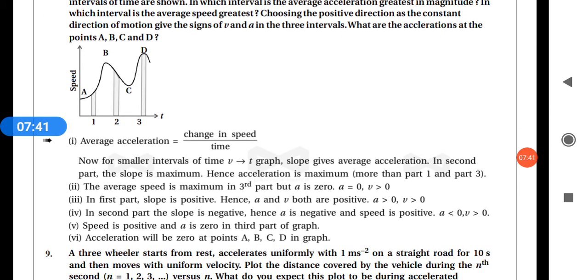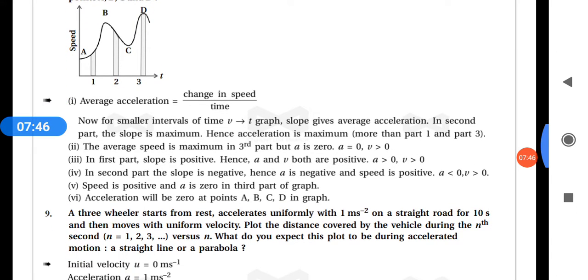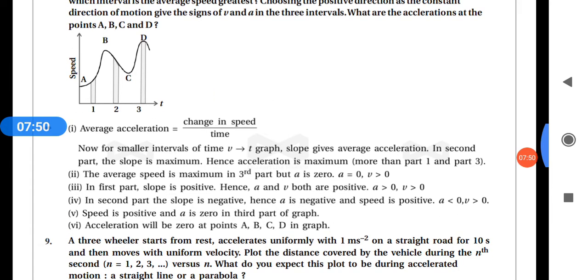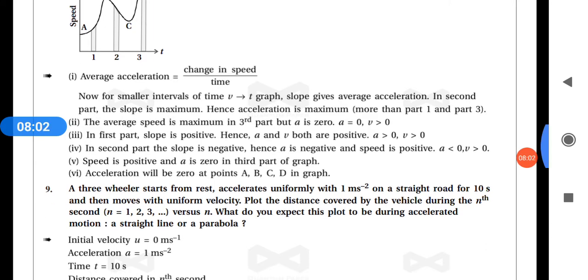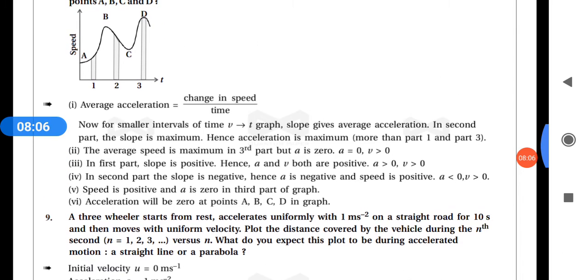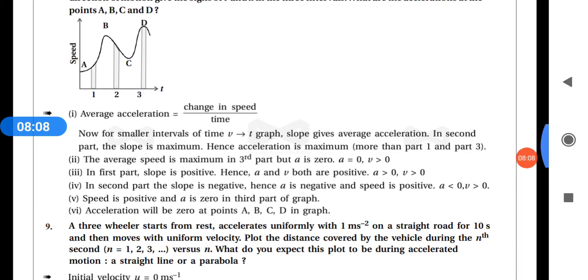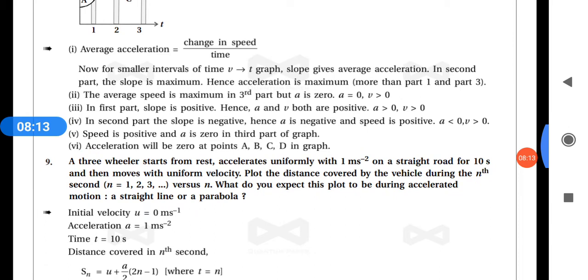So see in this graph, average acceleration is the change in velocity divided by time. Now see the v versus t graph, where the slope gives the average acceleration. In the second part the slope is maximum, hence the acceleration is maximum, more than in parts 1 and 3. Now the average speed is maximum in the third part, where a is equal to 0 and v is greater than 0. And in the first part the slope is positive.